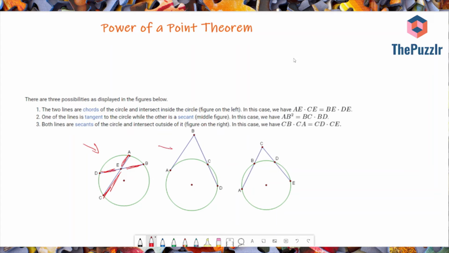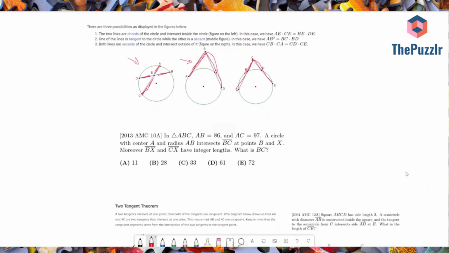You could also have something like this, where you have two lines, and one of the lines is tangent to the circle, and the other one is a secant of the circle. Here you have AB squared is equal to BC times the whole secant, which is BD. Finally, if both lines are secants and they come from the same point, then we have CB times the whole thing, CA, is equal to CD times the whole thing, CE. So these can be really helpful, and let's see why.